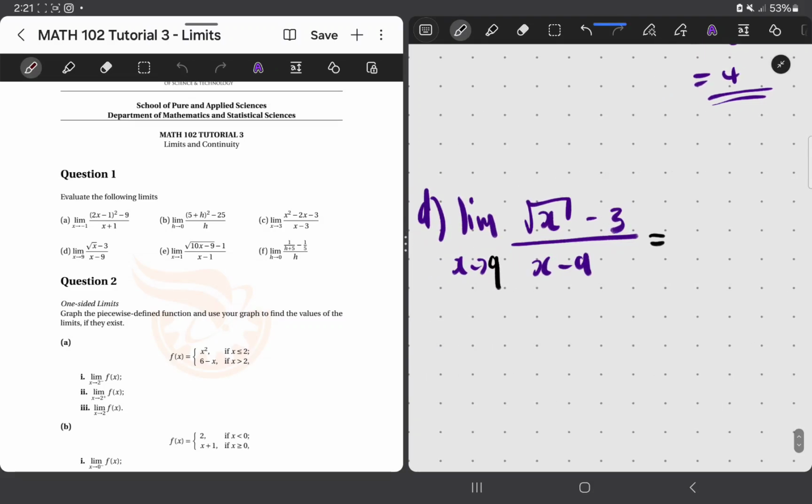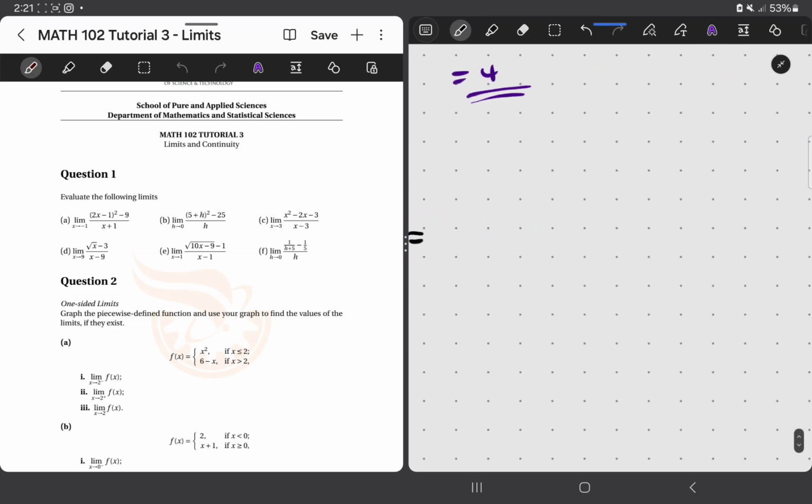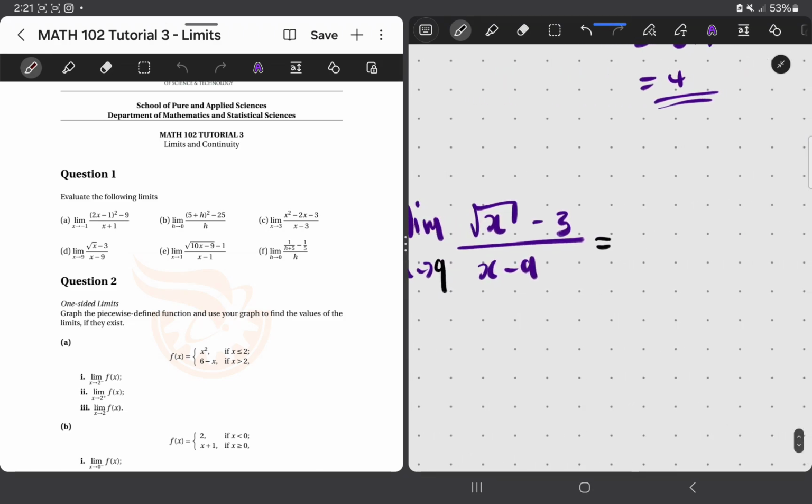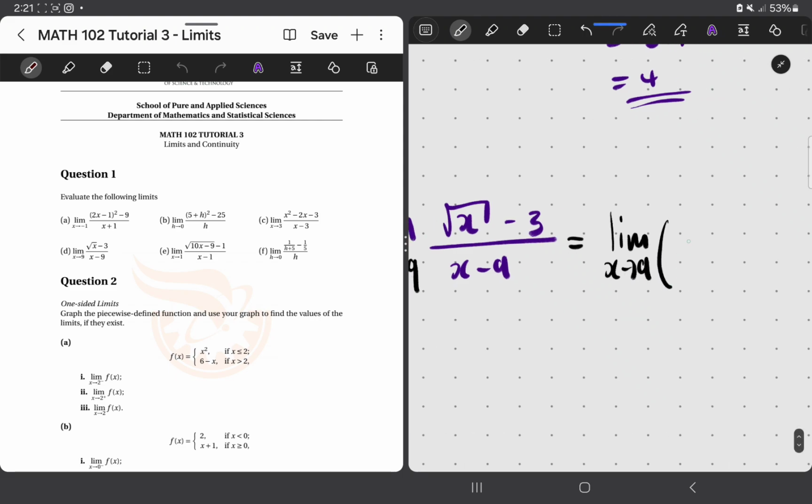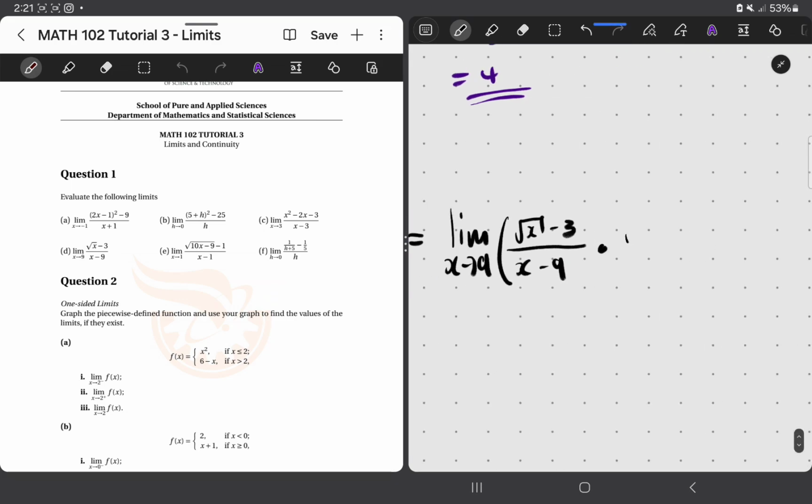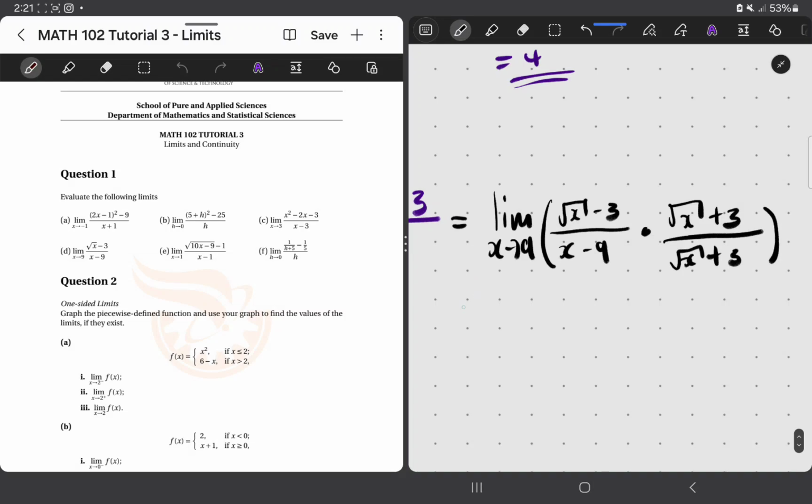Once I see a square root, it gives me an idea. I have to remove this guy. How do I remove it? By multiplying by a conjugate. So I'm going to multiply the top and the bottom. So it's going to be now the limit as x goes to 9 of the square root of x minus 3 over x minus 9. We are multiplying the top and the bottom by the conjugate of this guy. You put the same thing, but you change the sign. So it's going to be root x plus 3 over root x plus 3. That's the only thing we can do, and we do it inside the limit.